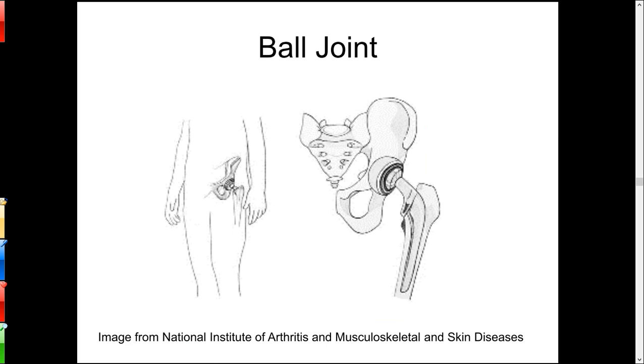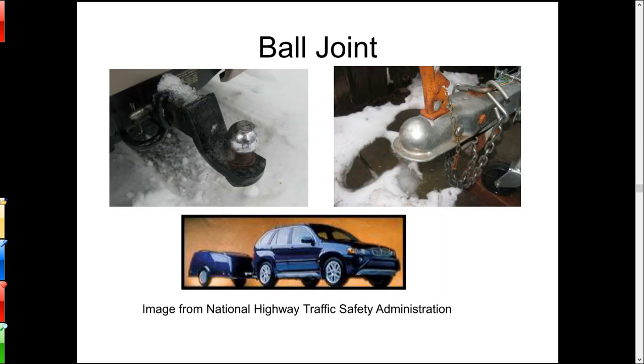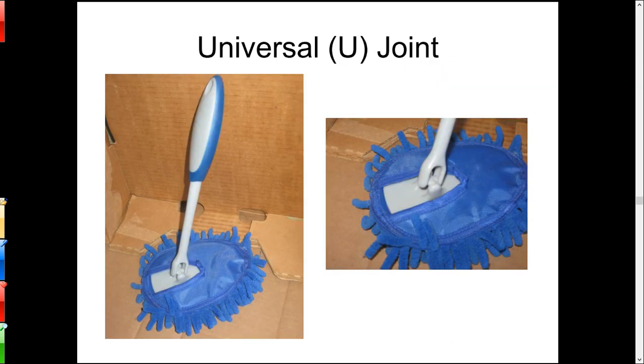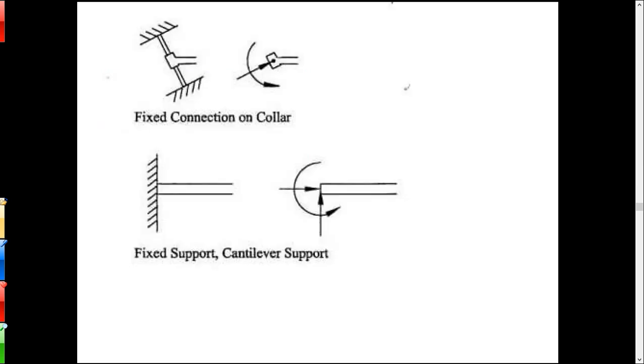Okay, you've got a ball joint in your body on your hip. Okay, that's a ball joint there. Here's a ball joint for a trailer hitch. Those are all ball joints. Okay, a universal joint is somewhat like a ball joint. It allows rotation about any direction, but won't allow motion any direction. So that's a lot like a ball joint there.